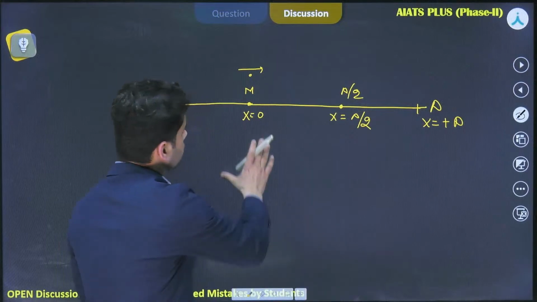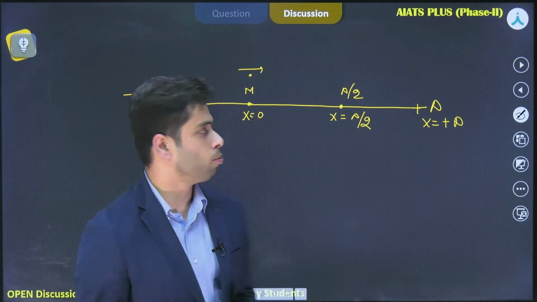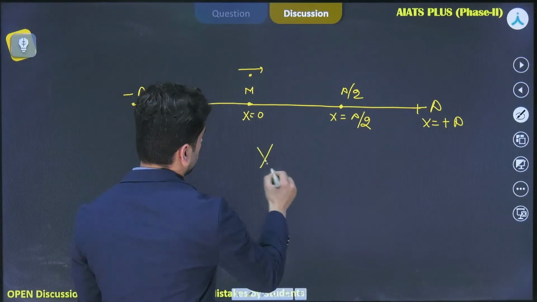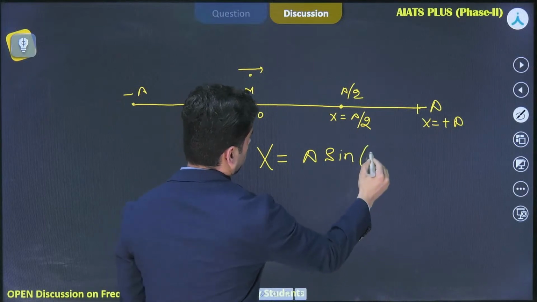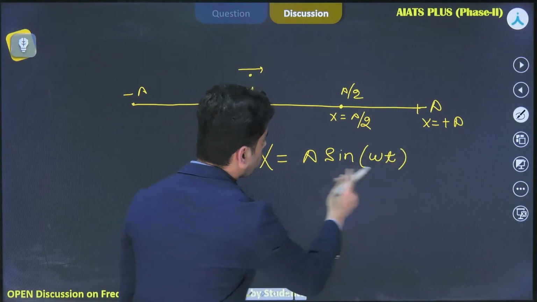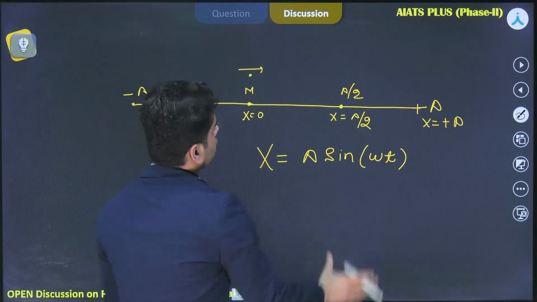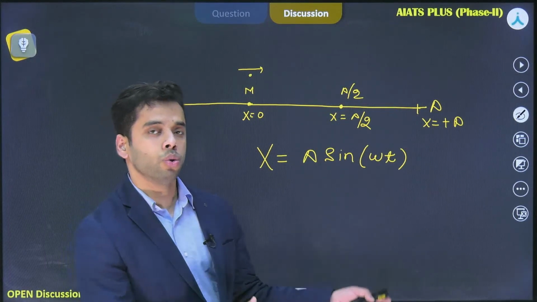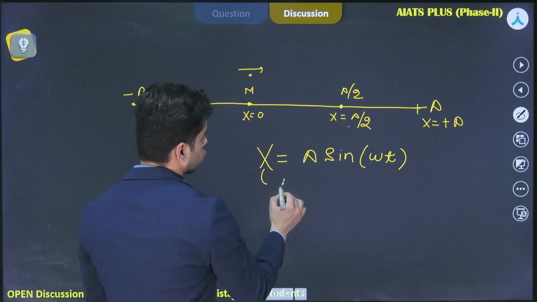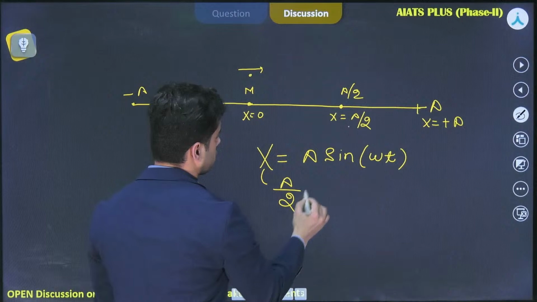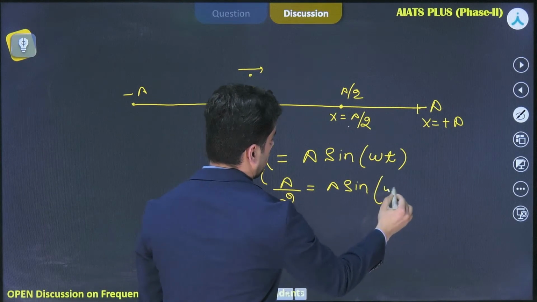So if a particle is starting from the mean position, what is the equation of simple harmonic motion? It's a simple thing. X will be equal to a sine omega t. Omega is your angular frequency, a is the amplitude. This is the equation of the particle which is starting from the mean position. Now I need to calculate the time taken to get to a by 2. So I'll put the value of x equal to a by 2. So a by 2 is equal to a sine omega t.